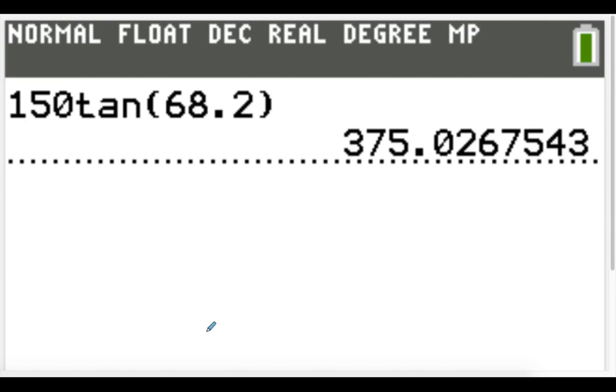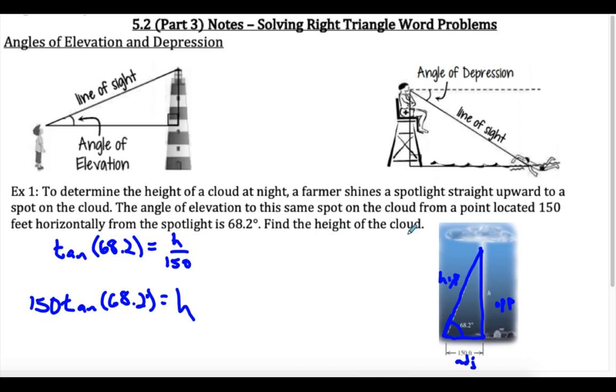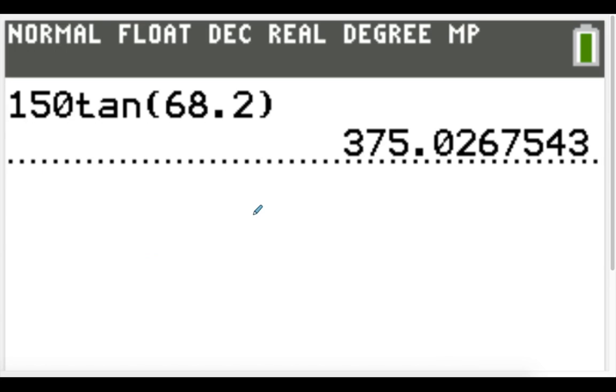Again, remember, make sure that your calculator is in degree mode because we are dealing with our angles in degrees here. I don't think the question specified what to round to. No, it did not. It just said find the height of the cloud. So let's round to 2 decimal places. So we would say our height is 375.03 feet. All right, let's try another one.